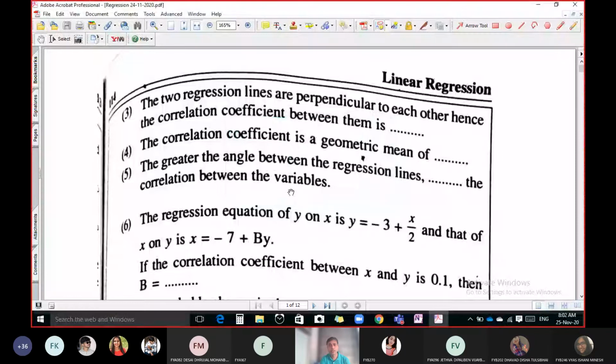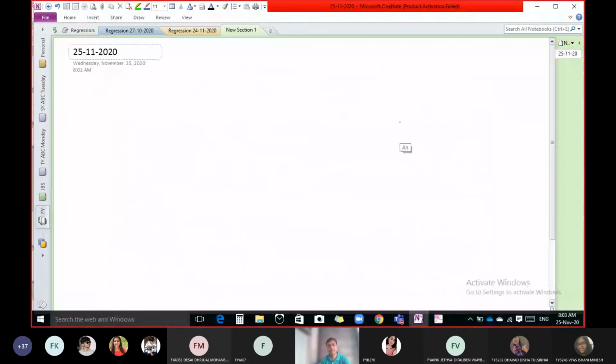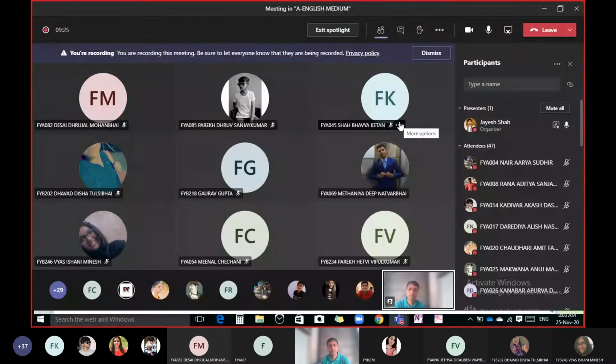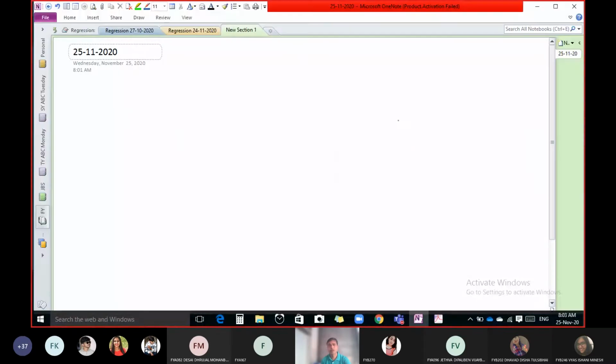Now, tell me the answer for this. The two regression lines are perpendicular to each other, hence the correlation coefficient between them is, what is the answer? If two regression lines are perpendicular to each other, then what is the correlation between them? Any of you?